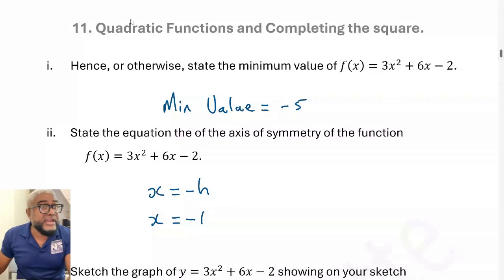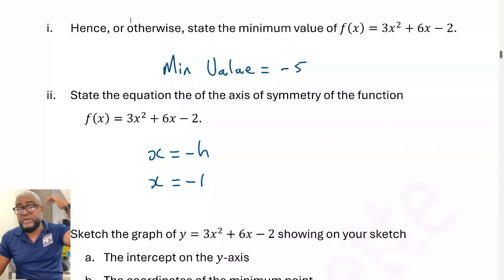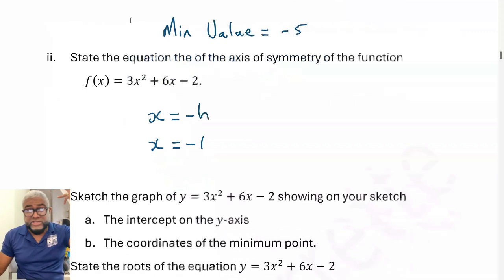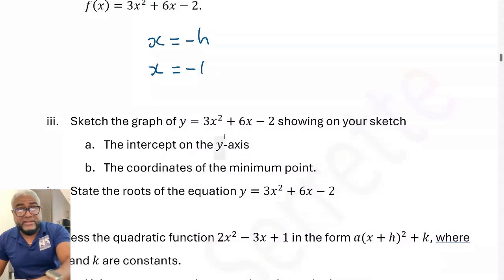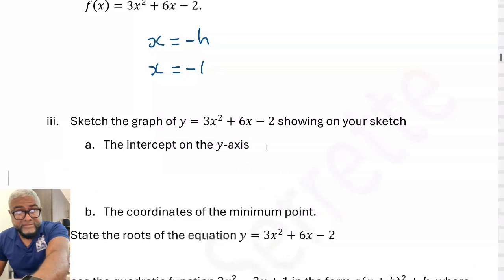Look, 2 marks all get in the bag. Just remember what axis of symmetry is and to remember what minimum value or maximum value is for a quadratic function. Right? Right. So we have some bad boys here now again.